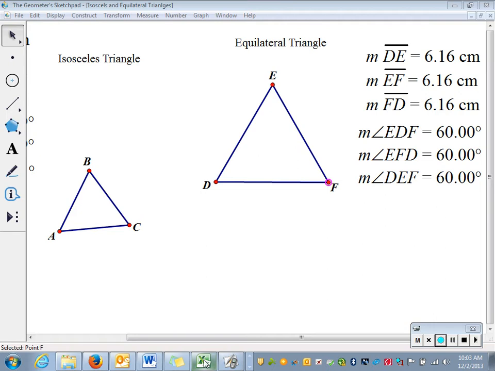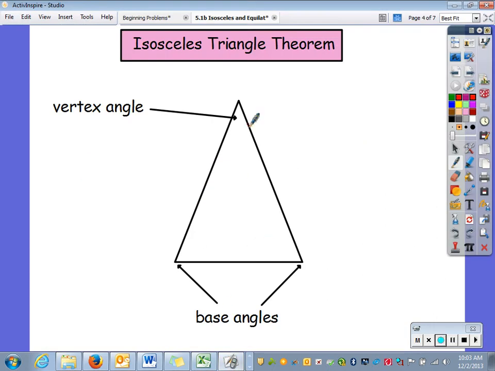Alright, so let's go back to our slides. In an isosceles triangle, there's a very important theorem. Here we have something called a vertex angle. This is the angle that is not congruent. And then you have your base angles. These two are congruent.